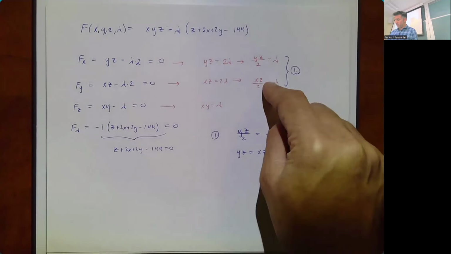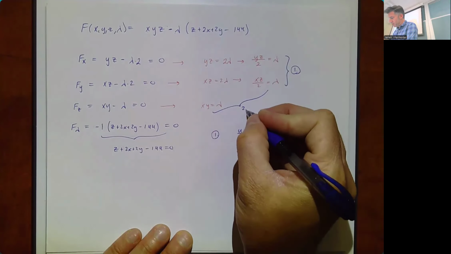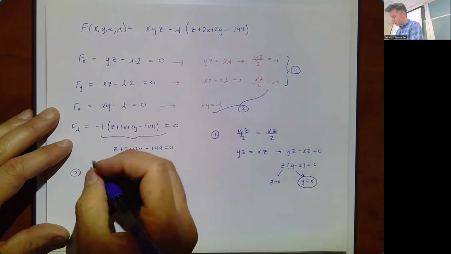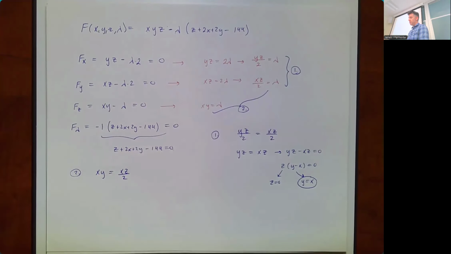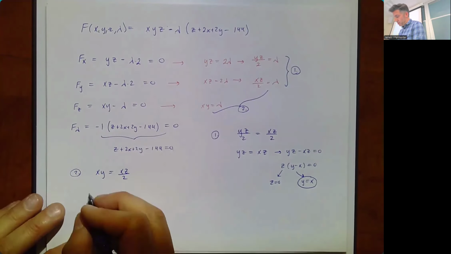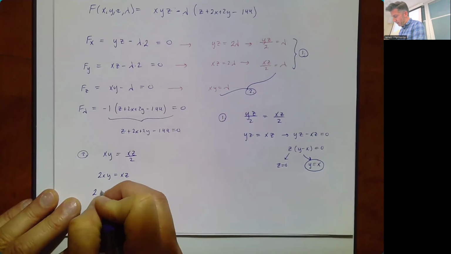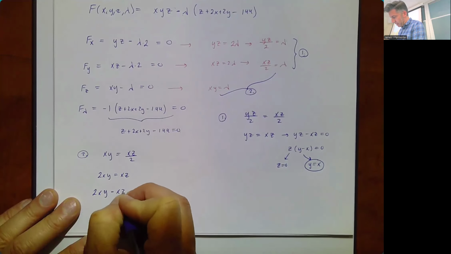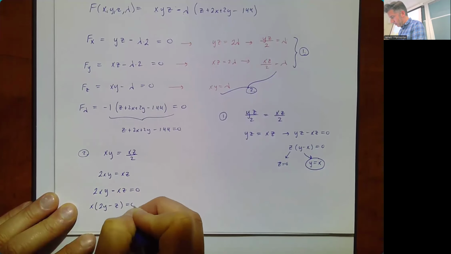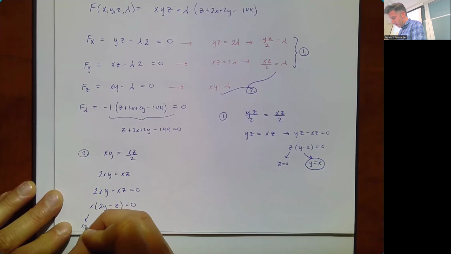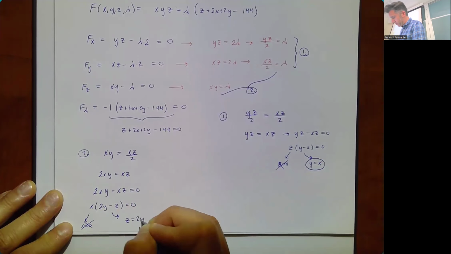Let's take the second and the third one. So I set those two equal to each other. So now I've got xy equal to xz divided by 2. I'm going to multiply both sides by 2, say 2xy equals xz, and bring everything to the left. 2xy minus xz equals 0, factor out an x, you're left with 2y minus z equals 0. So either x equals 0, which we know we don't want, or z equals 2y.